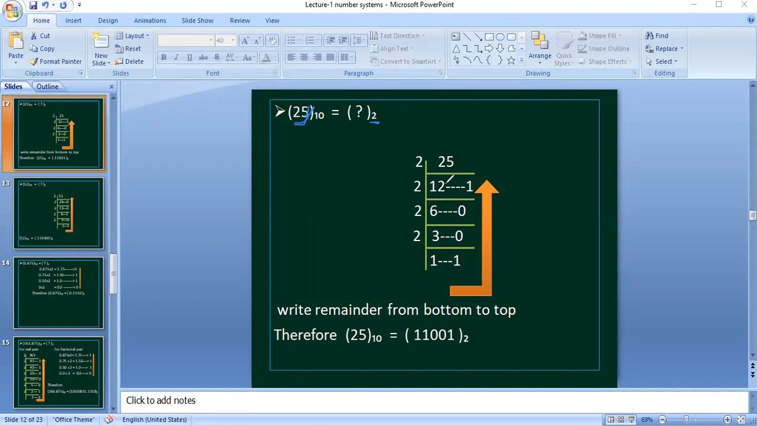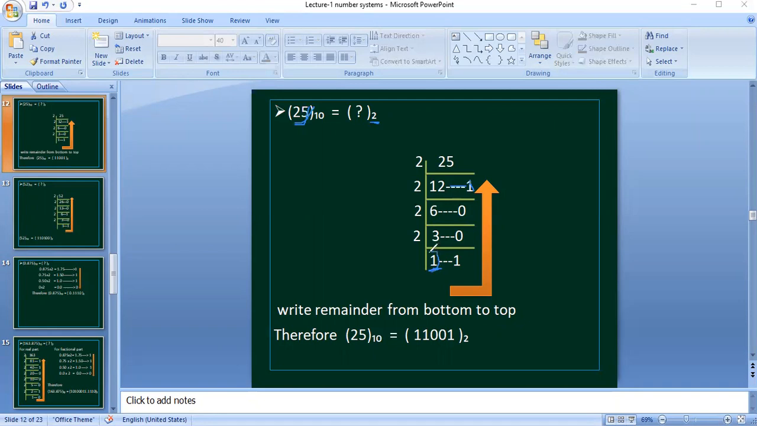2 12s are 24, the remainder is 1, and you write the remainder at the right side. Next, 2 6s are 12, remainder 0. 2 3s are 6, remainder 0. 2 1s are 2, remainder 1. Is there any possibility to divide with 2 again? No. So you may stop the conversion process.